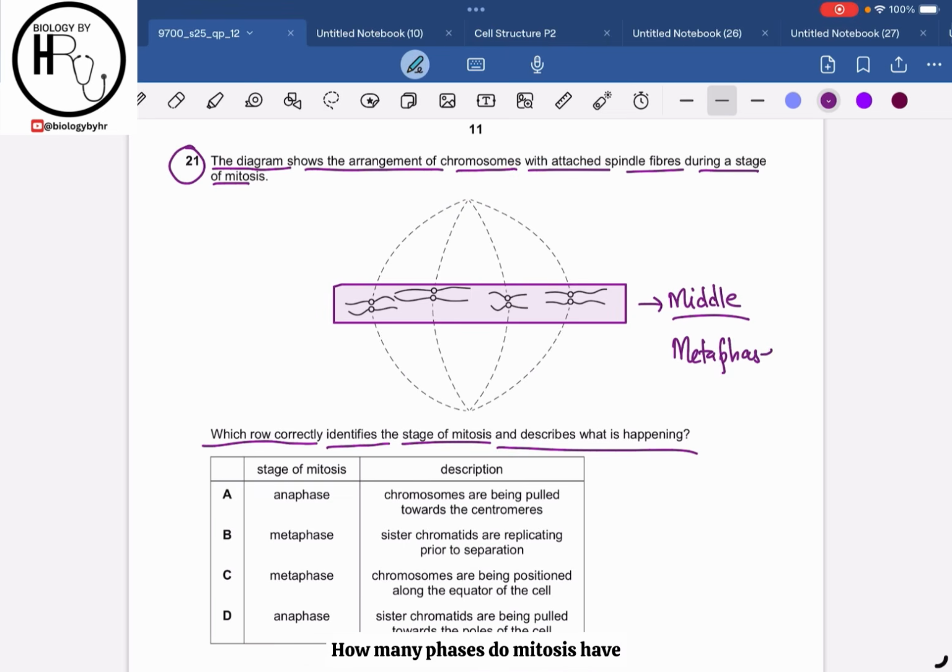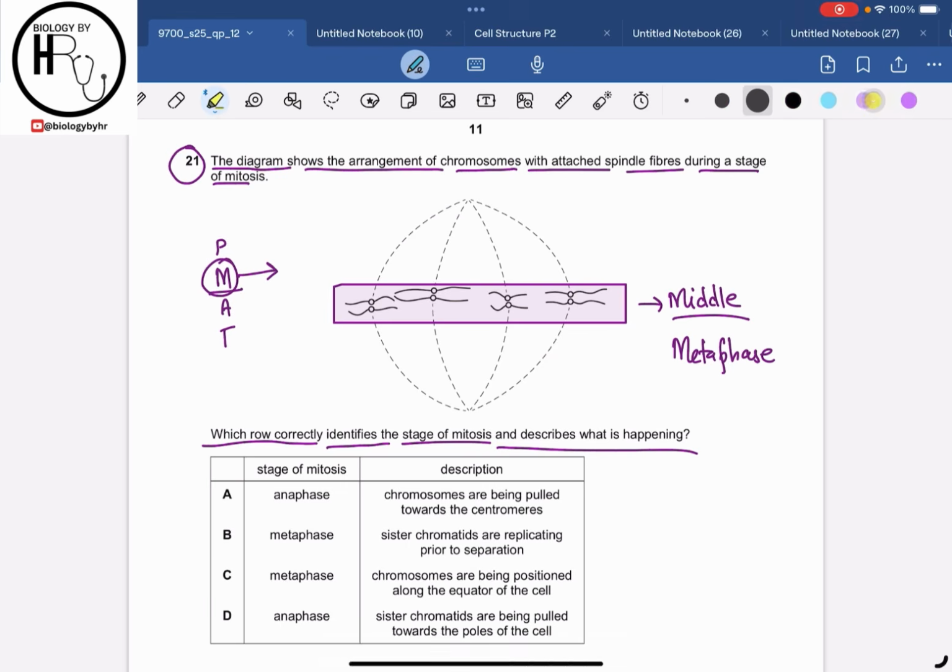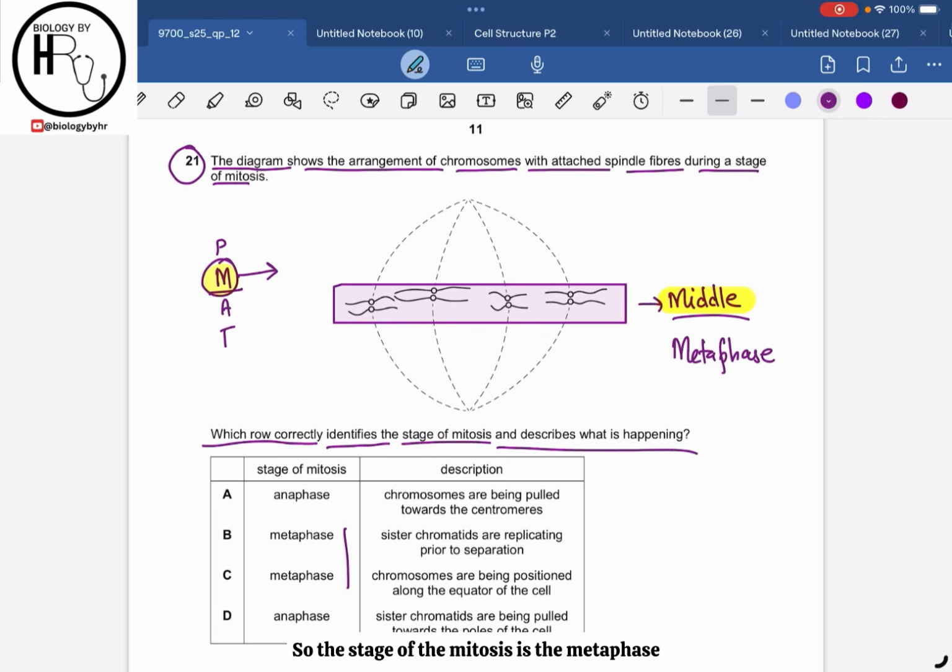How many phases does mitosis have? Mitosis has prophase, metaphase, anaphase and telophase. And in metaphase, what happens is that the chromosomes are aligned at the equator of the spindle, and you can remember it by this: M for metaphase and M for middle as well. So you can remember that in metaphase the chromosomes are at the middle of the cell, also known as the equator of the cell, right? So the stage of the mitosis is the metaphase.